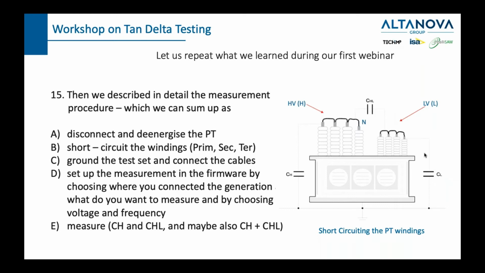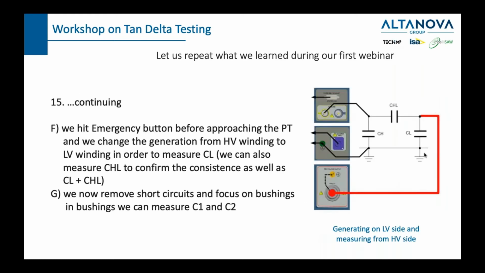What we need to do after that, we need to ground the test set and connect the cables. And then we have to set up the measurement in the firmware by choosing where we have connected the high voltage generation of our test set, and where we have connected the measurement. And then we should choose the voltage and the frequency. After we choose where we have connected, we can also choose what we want to measure, and automatically the method of measurement, we will be talking about the methods later, will also be chosen. This is what it looks like when we are in the field.